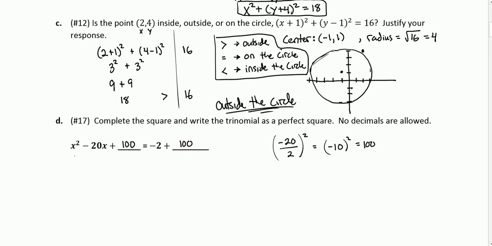The reason this number is so special is so that when we factor, we get two of the same factors, or a perfect square. So what two numbers multiply to 100 and add to negative 20? Negative 10 and negative 10. So we get x minus 10 times x minus 10 is equal to negative 2 plus 100, which is 98. So we finish this by writing x minus 10 squared, because there's two of them, is equal to 98. And that's the end of the problem.